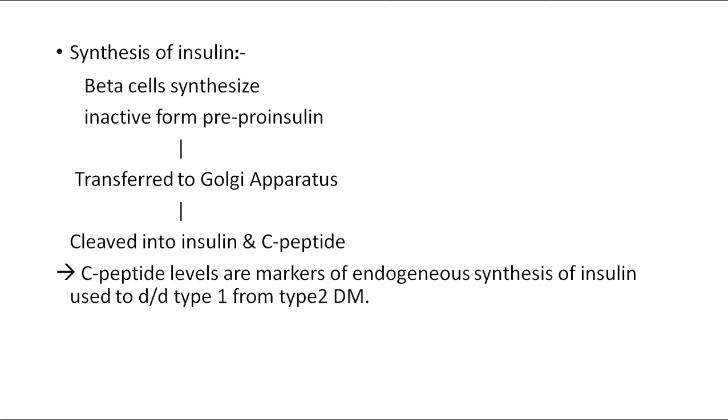Type 1 diabetes is one in which there is an absolute deficiency of insulin, or there is destruction of the beta cells of the pancreas. While in type 2 diabetes, the person has beta cells, but there is insulin resistance. The main mechanism of type 2 diabetes mellitus is beta cell dysfunction and peripheral insulin resistance. So the C-peptide level is an indicator of whether endogenous insulin synthesis occurs or not.